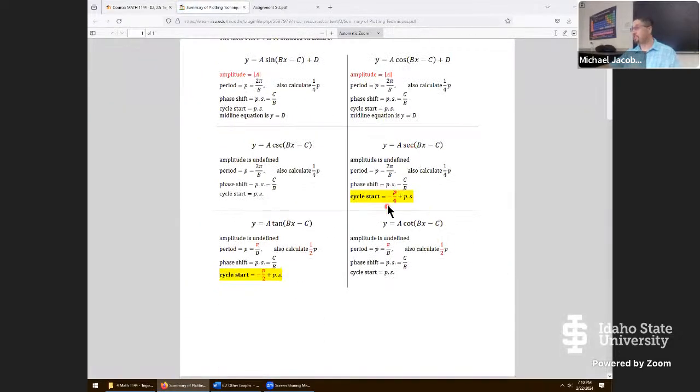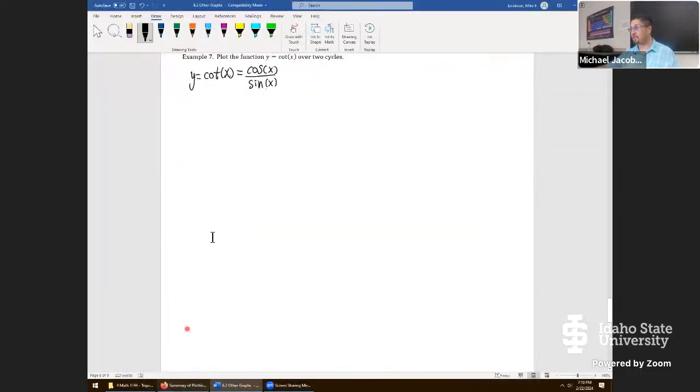Secant has cosine in the denominator, so the cycle starts in a very non-standard way. And same with tangent, that's sine divided by cosine, so it also starts in a non-standard way. But cotangent is just fine. It has sine in the denominator, so it's much like cosecant. We're going to start the cycle at phase shift, and there's no weird trickery about this one. But we still have to plot it. So let's plot by doing this.